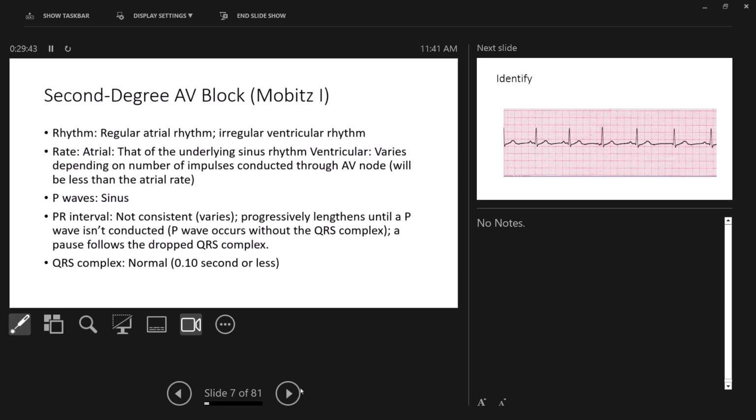This will help you because, like I said, many times you look at a rhythm, you go, that's a heart block. Is it? And most of the time, y'all are really pretty good about identifying first degree heart block. Sometimes you forget the delayed rhythm. That's okay.